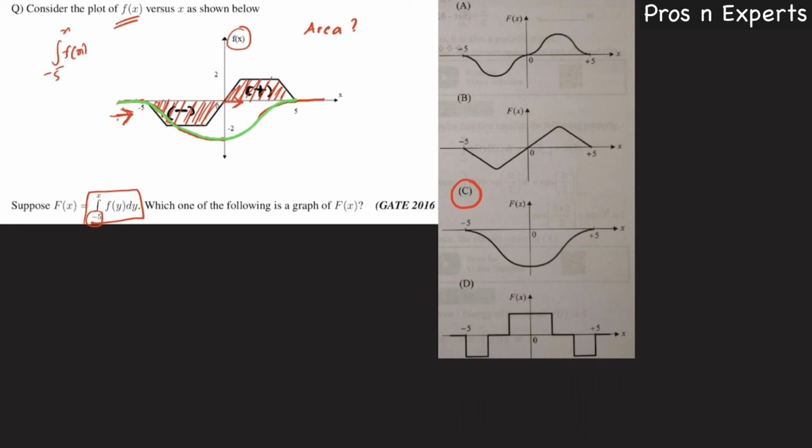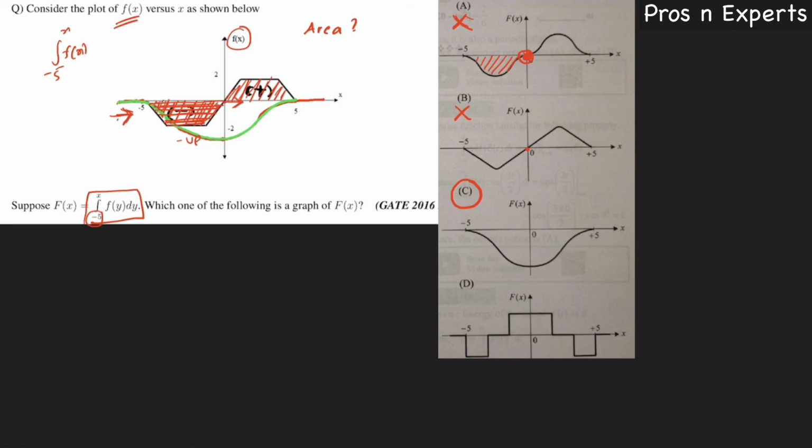And in the meanwhile, why should we avoid option A? Because in option A, at x equal to 0, the area is 0. But it is not so. At x equal to 0, we have the area of this whole negative compartment, a negative value. But here they have shown the area is 0, so this cannot be the option. The same is the case in B also.